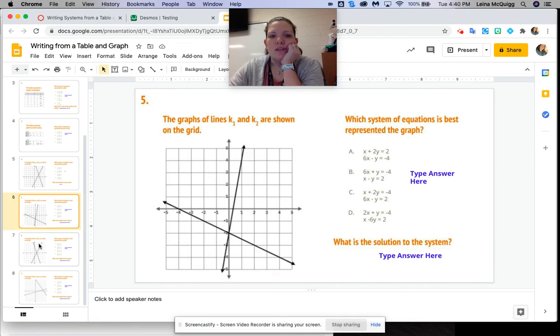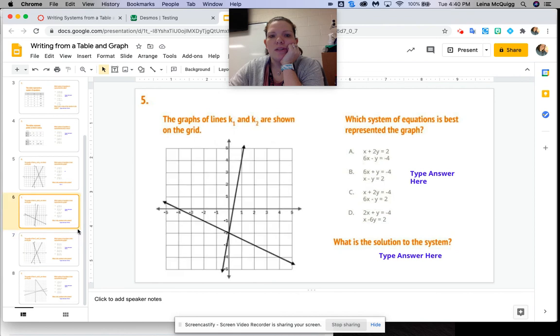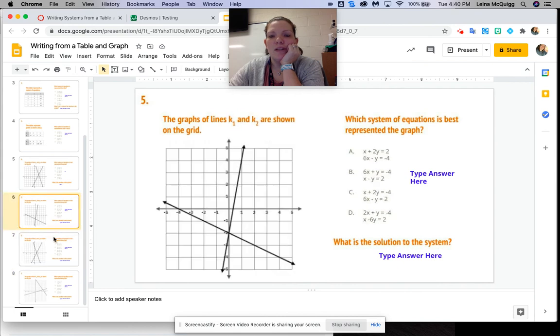So number 6. A few of these, if you look at your answer choices on number 6, number 7, and number 8, these equations are not written in slope-intercept form. They don't look like y equals mx plus b. So we have a couple different options to figure out what our answers are. One, you can solve all of these equations for y, plug them each into Desmos, and match your graph.